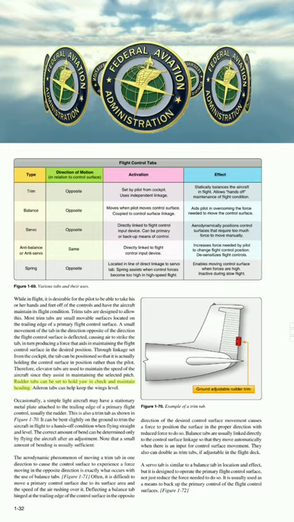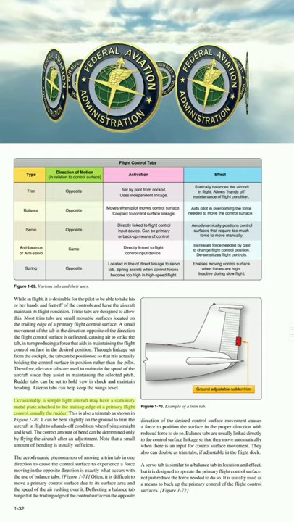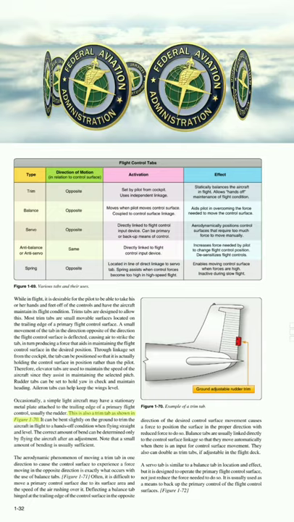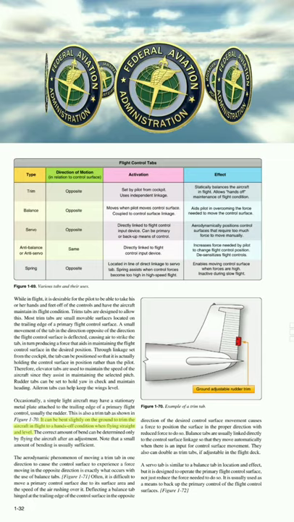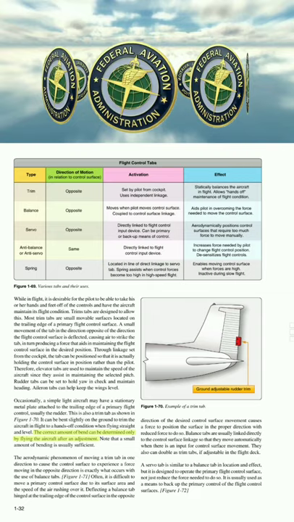Occasionally, a simple light aircraft may have a stationary metal plate attached to the trailing edge of a primary flight control, usually the rudder. This is also a trim tab, as shown in Figure 170. It can be bent slightly on the ground to trim the aircraft in flight to a hands-off condition when flying straight and level. The correct amount of bend can be determined only by flying the aircraft after an adjustment. Note that a small amount of bending is usually sufficient.